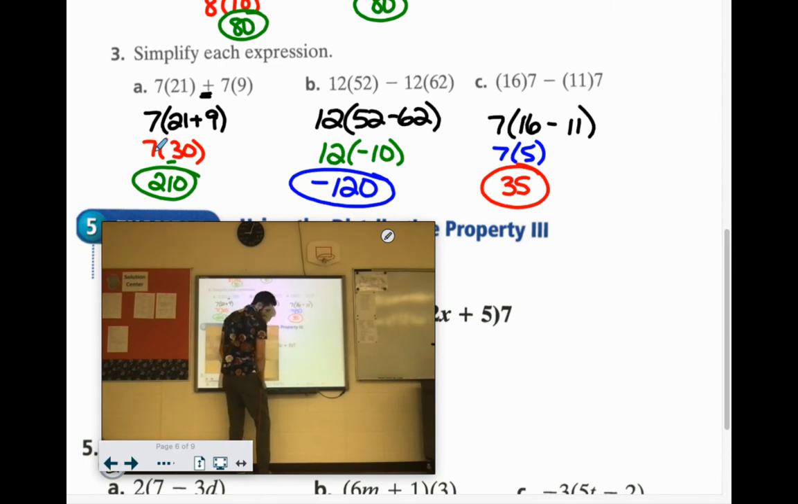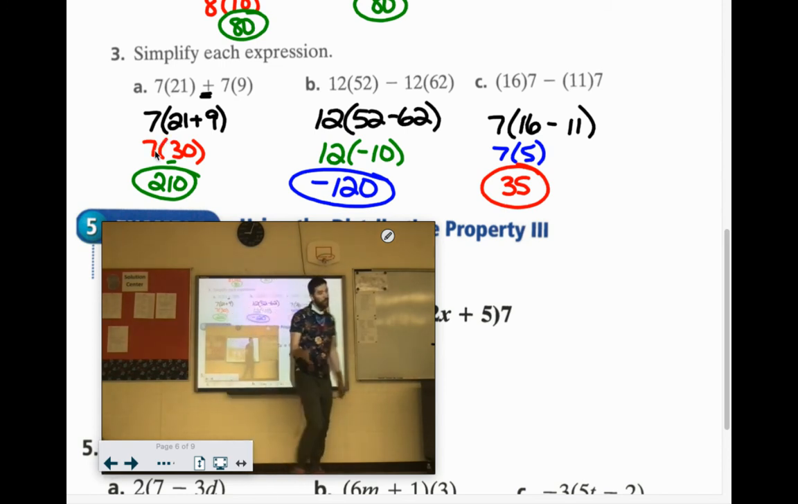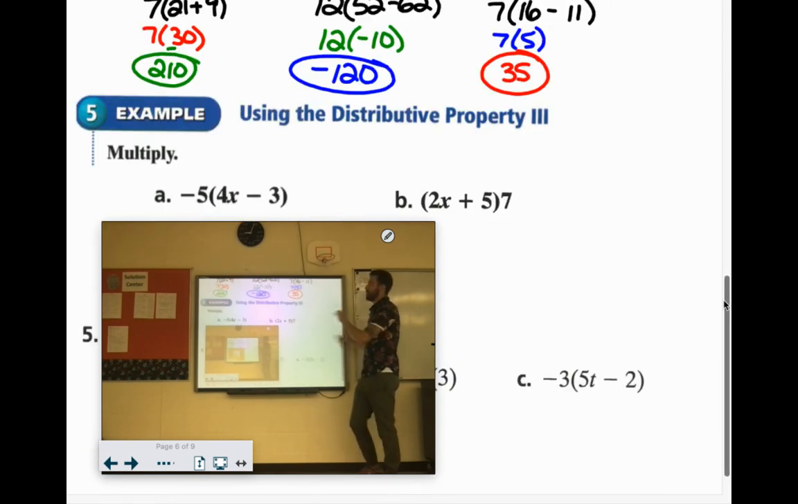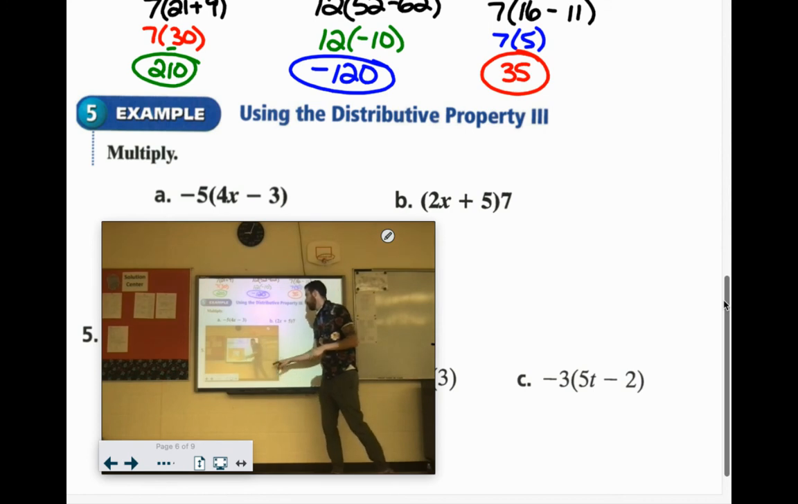Again, you're not typically going to see a lot of problems written that way. And honestly, I would just multiply them separately and then add or subtract them myself. But, you know, whatever. This is where you're going to see the distributive property the most.